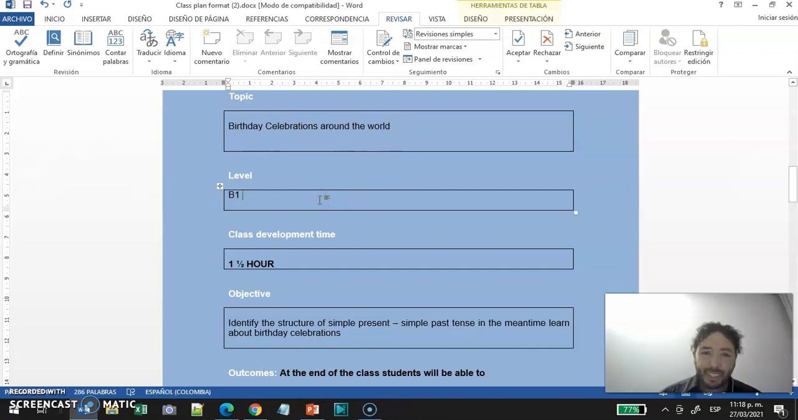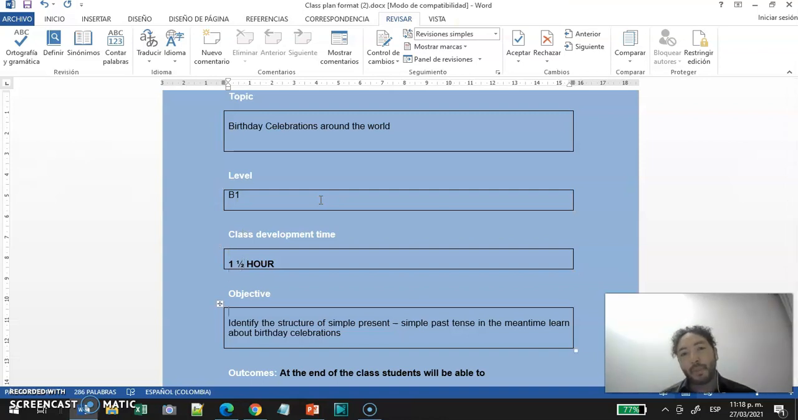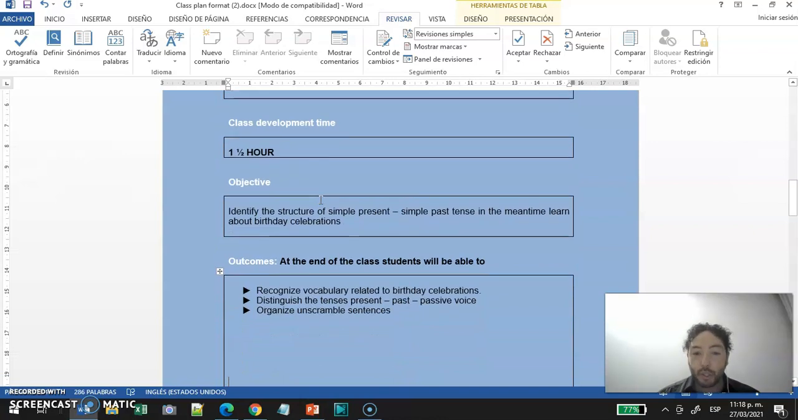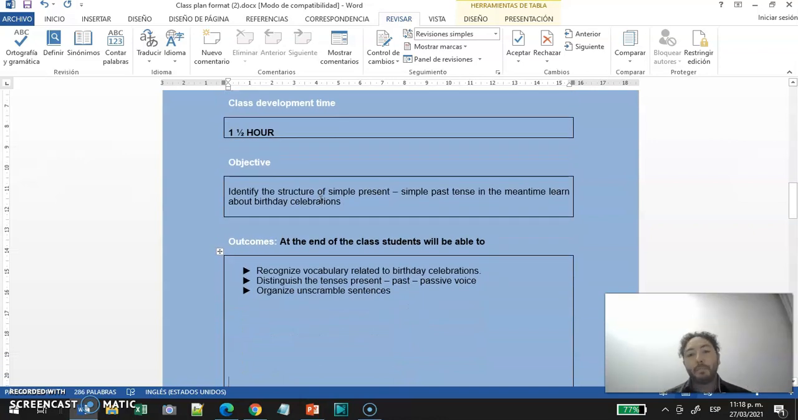So the level is B1, and the probable time for this class is 1 hour and a half. The objective of the class is to identify the structure of simple present and simple past tense, and in the meantime, we are going to learn about birthday celebrations as well.